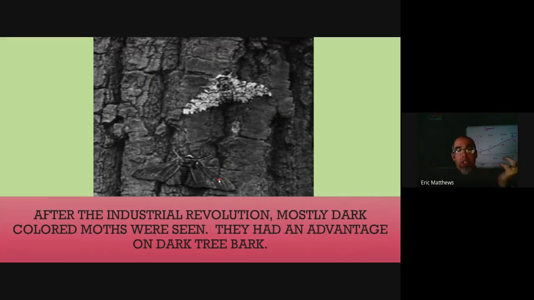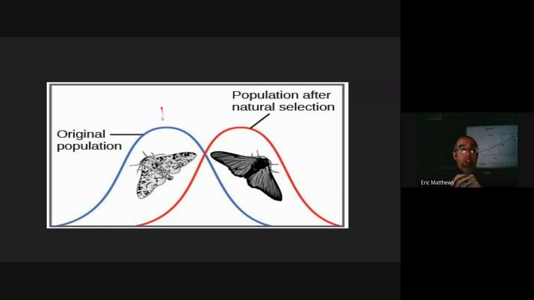But when the Industrial Revolution hit, all that thick coal soot from machinery and industry floated through the forest, which was upwind and uphill of the factories, and it coated the tree bark. Now, all of a sudden, the light phenotype was the bad one. The dark phenotype was the good one. And so we saw the original population, which was mostly light moths, shift to the dark phenotype afterwards, right? So it moved from here to here because this one, in this situation, was more fit.